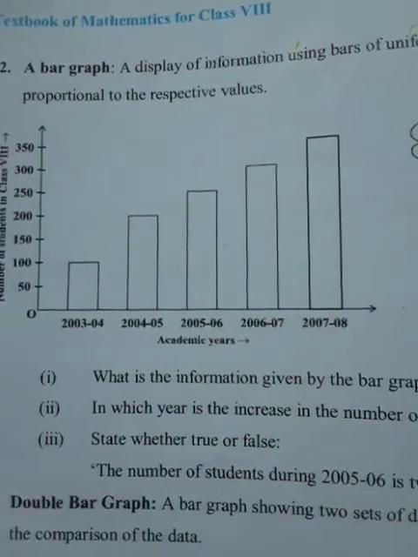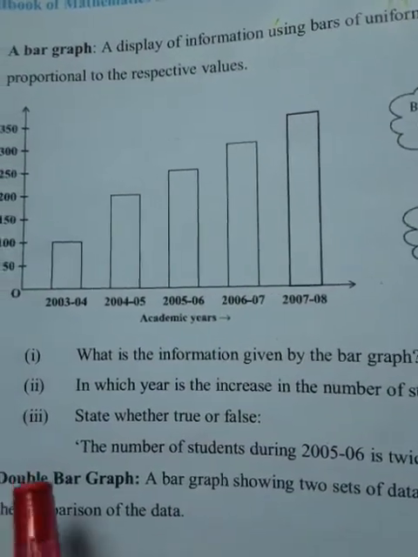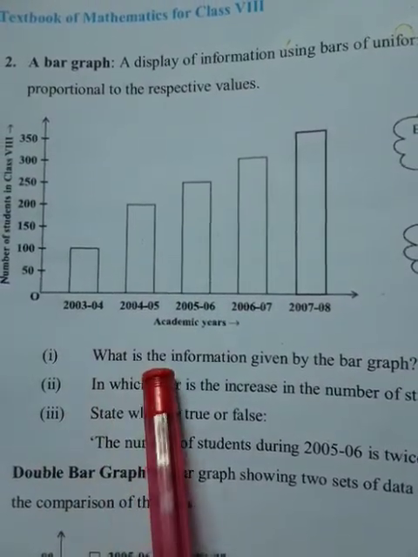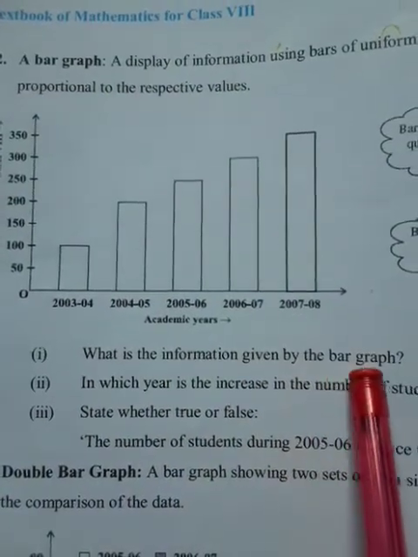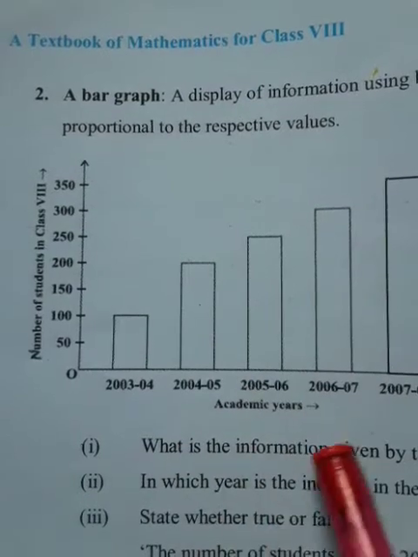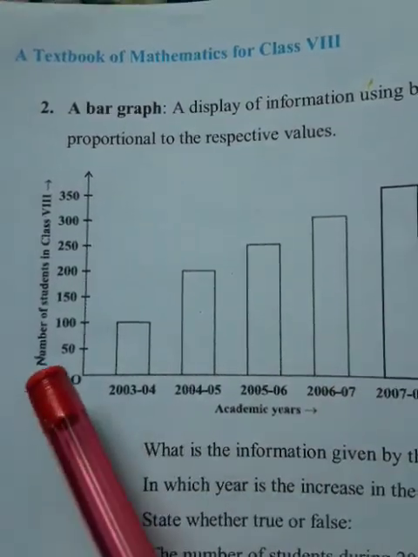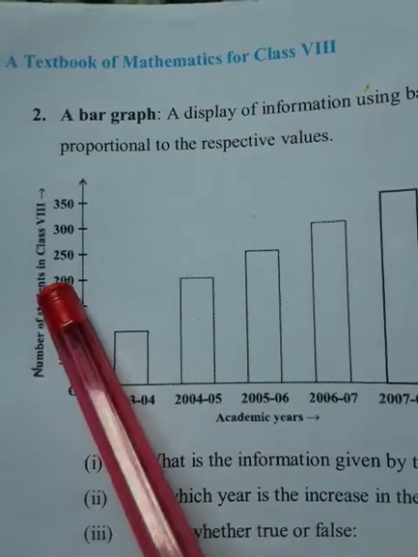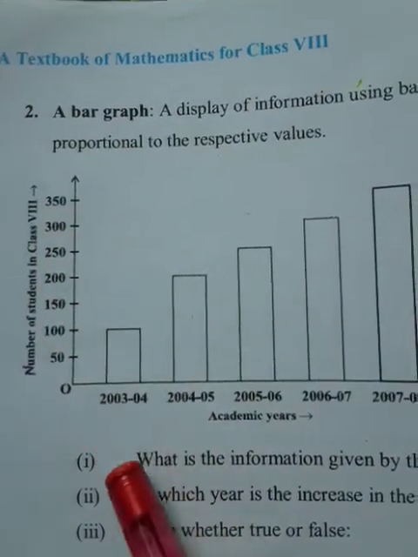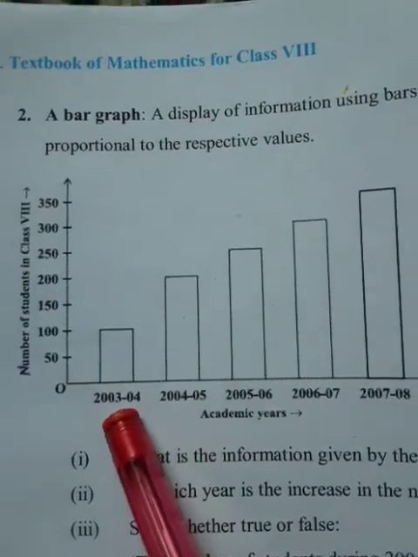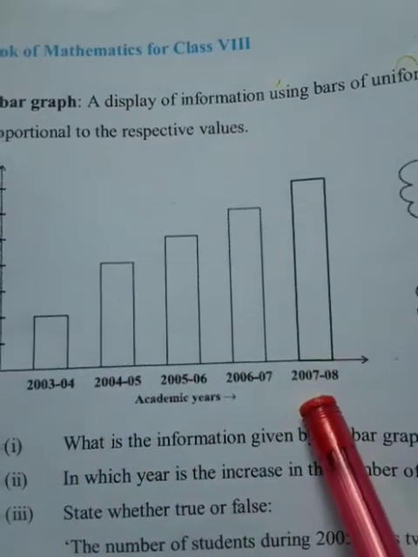Now there are some questions. We can answer them accordingly. The first part is, what is the information given by the bar graph? So we can say the information given by this bar graph is this, that the number of students in class 8th in different years, 2003 to 2008.